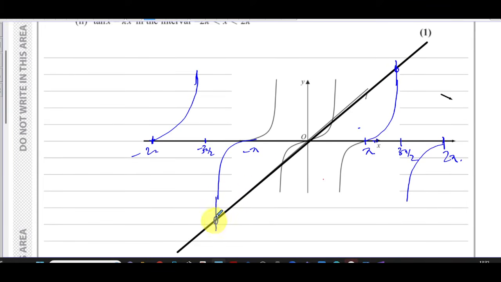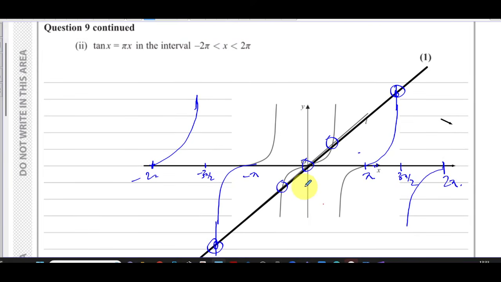Okay, so you can see there's 1, 2, 3, 4, 5 points of intersection between minus 2 pi and 2 pi. This one doesn't intersect again, nor will this, because that's going down, that's going up. So you can see there's 1, 2, 3, 4, 5. So we can write down the answer as simply 5 intersections, and we can see that from the drawing, that's the answer.